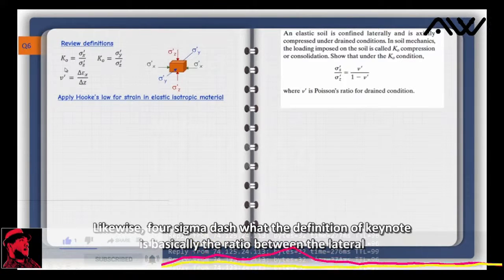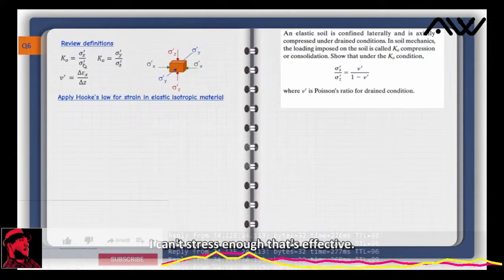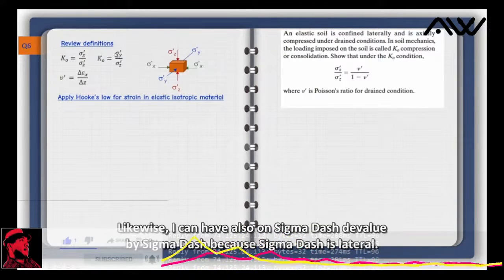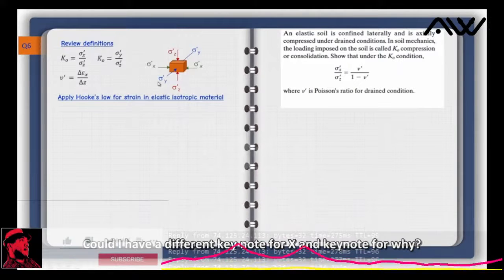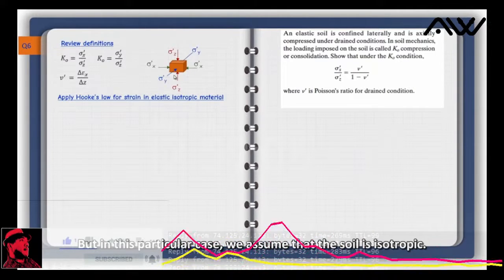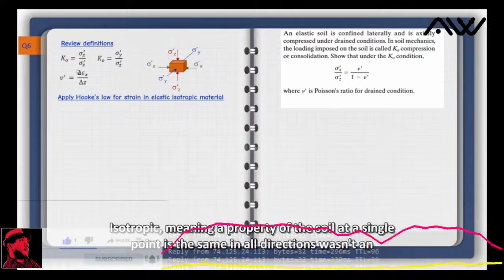The definition of K naught is basically the ratio between the lateral stress and vertical stress, all effective. I cannot stress enough, that's effective. Likewise, I can also have K naught equals sigma dash Y divided by sigma dash Z, because sigma dash Y is lateral. Could I have a different K naught for X and K naught for Y? The answer is yes. But in this particular case, we assume that the soil is isotropic. Isotropic meaning a property of the soil at a single point is the same in all directions.